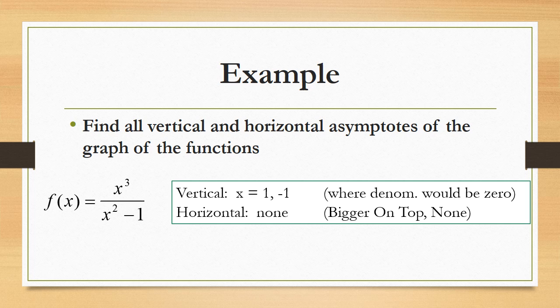Again, our vertical asymptotes are going to be 1 and negative 1. It's the same denominator as before, as we did 2 problems ago, not the last one. Horizontal, we have none. This is a bigger on top situation. The degree of the top is 3. The degree of the bottom is 2. So this is bigger on top, which means there is no horizontal asymptote.